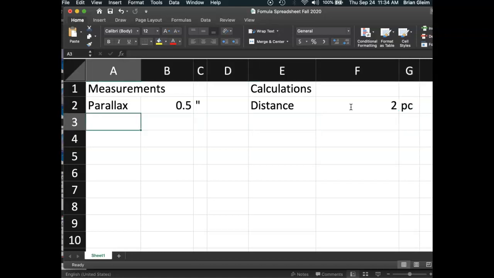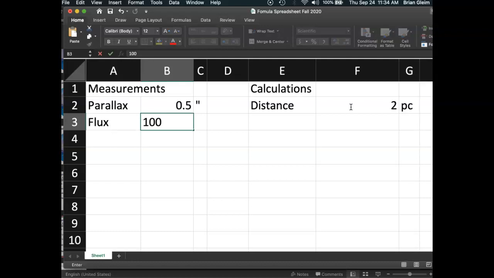What's the second measurement that I can measure? I can measure flux. You look at a star, how much energy do I get from that star per square meter per second? That's the flux. Typically the flux of stars is very low. So I'm going to say 1 times 10 to the negative 7. The flux is 1 times 10 to the negative 7th watts per square meter.